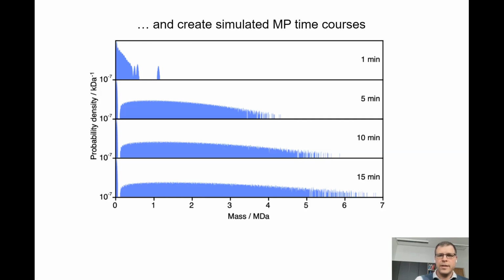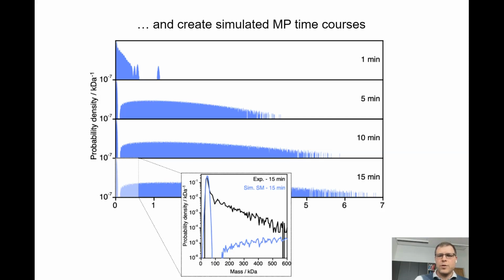And as you can see here, the Sept-McCammon model predicts overall net growth over the course of the 15 minutes to masses up to 7 megadalton. But in the low mass regime, it actually predicts almost no abundance of dimers and trimers because they're incredibly unstable according to their model. But if you remember my experimental data, there were actually quite significant amounts of these small oligomers. So the simulated traces didn't match at all my experimental mass photometry data.